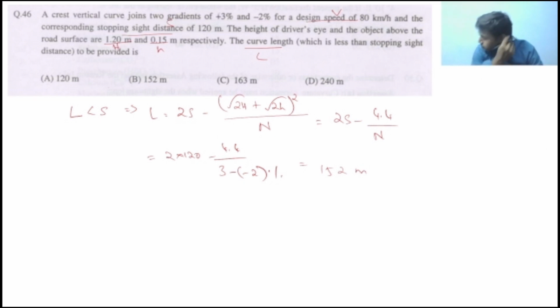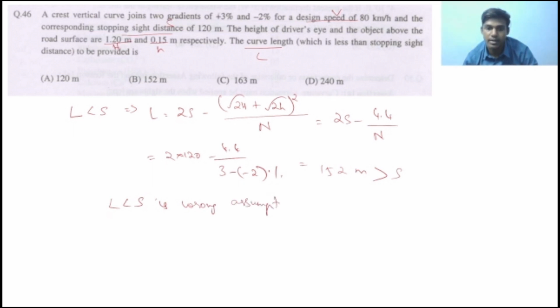So option B will be the right answer, but it is not, because in the question it is clearly mentioned L should be lesser than S. But we arrived at the answer that 152 meter is larger than S. So our assumption is wrong. L lesser than S is a wrong assumption.